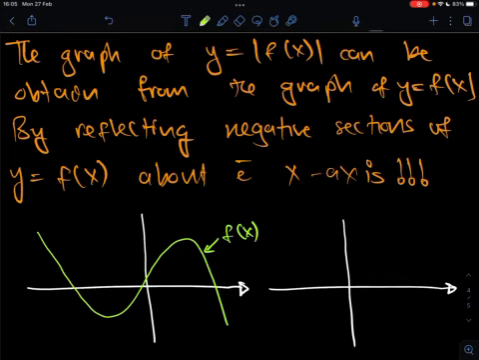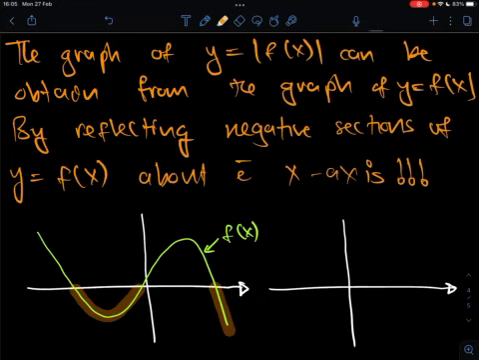You see that? If you want to deduce the graph of the absolute of f of x from the one of f of x that we have here, the first thing that you have to do is go and locate the negative sections of this graph. So let's look at the negative sections of this graph. We see that the negative sections of this graph are this one and this one. These are the only two negative sections that we have.